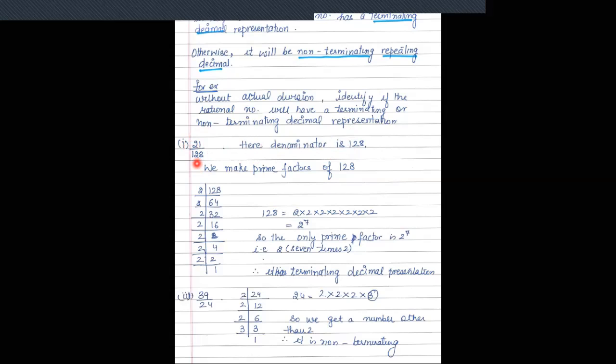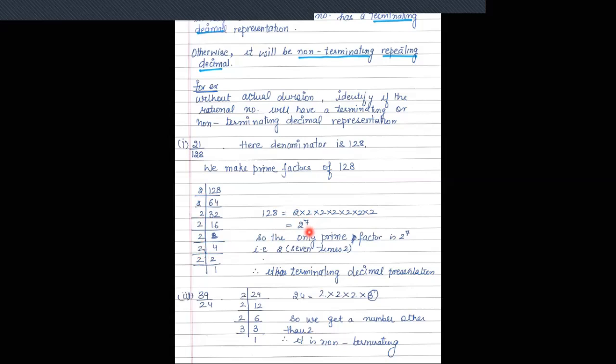Now what we have to do? We have to make the prime factors of the denominator. The denominator is 128. So I am making the prime factors of 128. 128 to 64, 2 32, 2 16, 2 8, 2 4, 2 2 and last is 1. So I write 128 and I get 2 how many times? I get 1, 2, 3, 4, 5, 6 and 7 times.